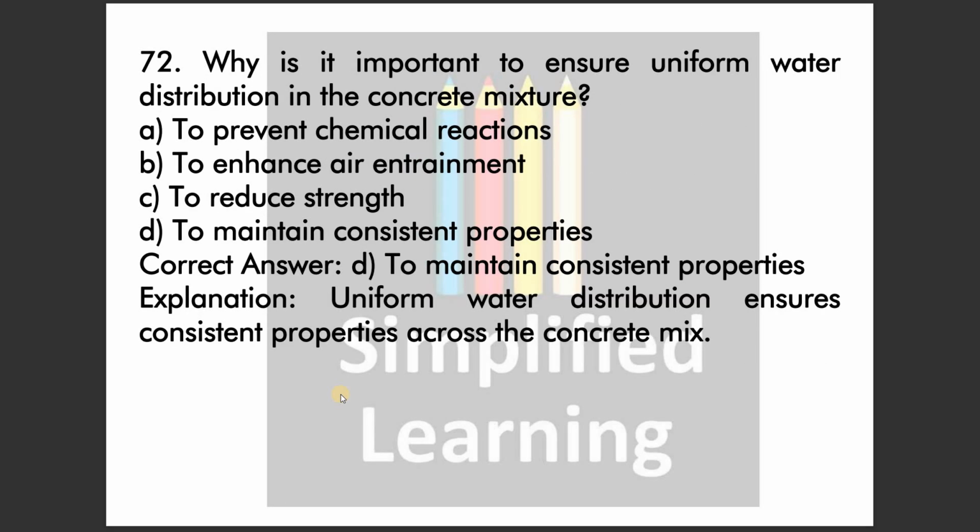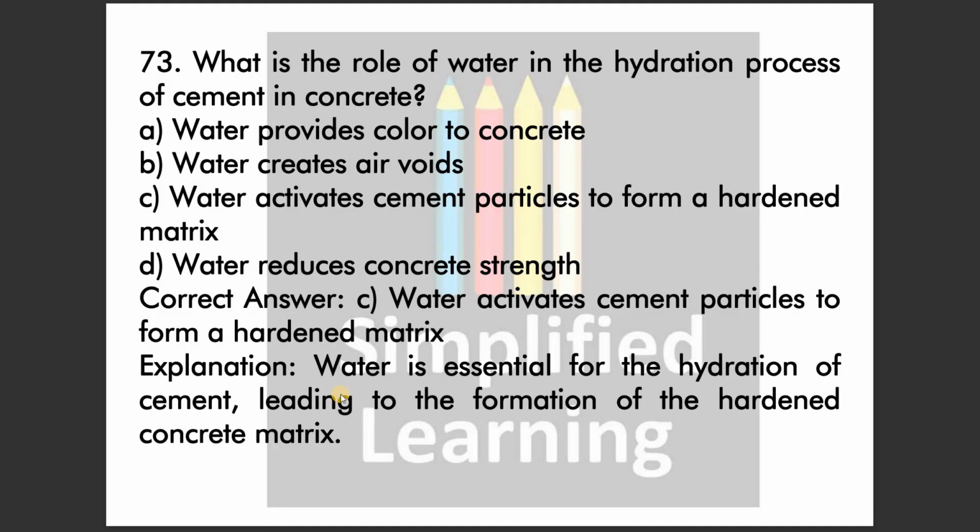Then why is it important? To ensure uniform water distribution in the concrete mixture, to maintain consistent properties. Okay, homogeneity is important, right? That's why uniform water distribution is important. Then what is the role of water in the hydration process? Water activates the cement particles. The chemical action is initiated by the water. That's why it is important for hydration of cement.